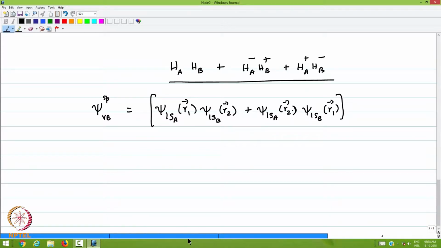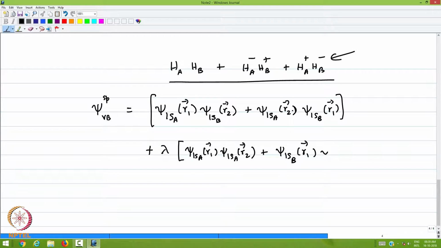Now, there is a very small probability that the two electrons may be with one atom or with the other atom. That is corrected by introducing a parameter lambda, which is extremely small, and then introducing the configurations due to these, namely psi 1s A of R1, psi 1s A of R2, where both the electrons are associated with atom A, plus psi 1s B of R1, psi 1s B of R2, because the electron coordinates R1 and R2 are both associated with atom B, and likewise for atom A, but this lambda is very small.